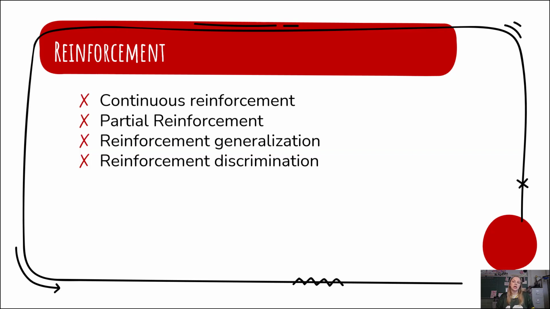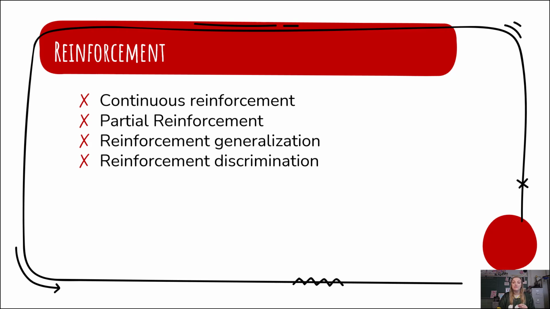Next, we're going to discuss different reinforcement schedules and concepts related to reinforcement in psychology. These are crucial to understand how behaviors are learned and maintained over time. Let's start with continuous reinforcement. Continuous reinforcement is where the person receives a consequence every single time the behavior is exhibited. For example, if a rat presses a lever and gets a food pellet every time, this is continuous reinforcement.